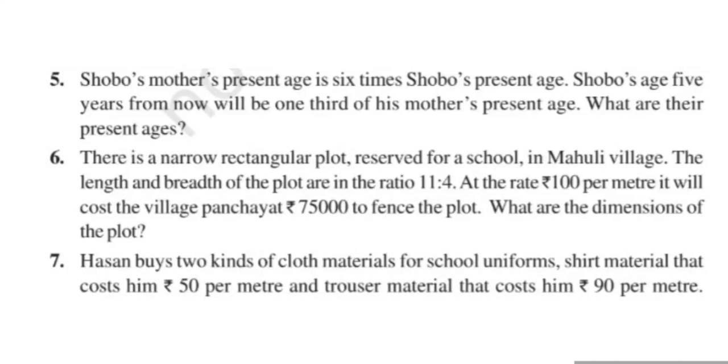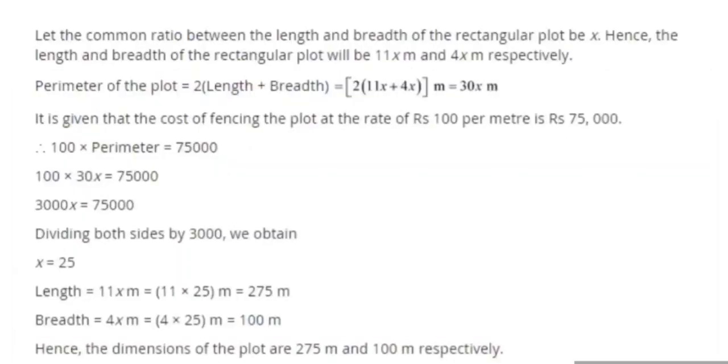The question is, there is a narrow rectangular plot reserved for a school in Maholi village. The length and breadth of the plot are in the ratio 11:4. At the rate of rupees 100 per meter, it will cost the village panchayat rupees 75,000 to fence the plot. What are the dimensions of the plot? Let's see the solution. Let the common ratio between the length and breadth of the rectangular plot be x.